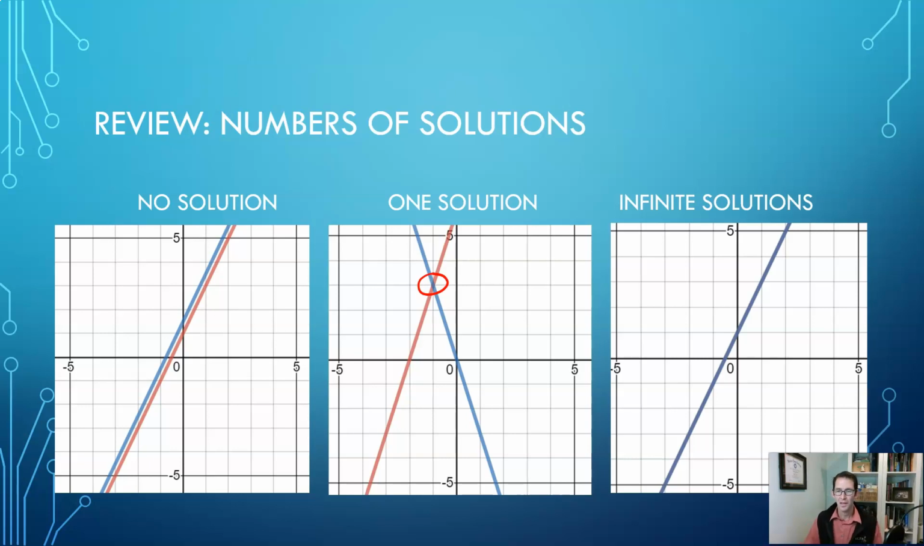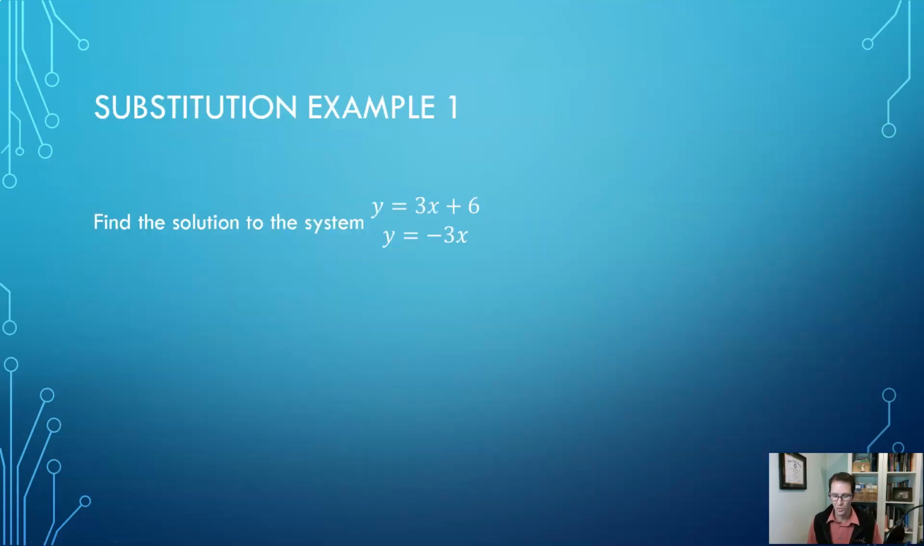Now with that in mind, let's take a look at some specific examples of how to solve, and we'll go through the methods of solving systems using substitution. So here's the first example. y equals 3x plus 6 and y equals negative 3x. Now, let's go back to the definition of substitution. Substitution says we're going to substitute one thing for something else.